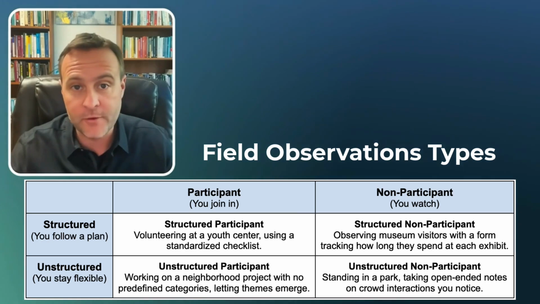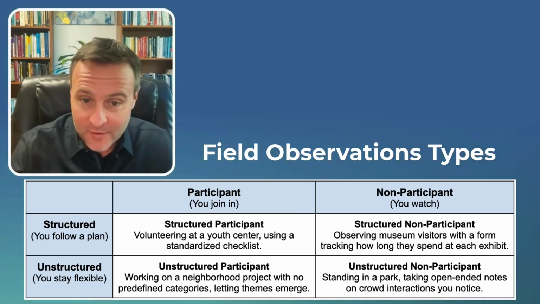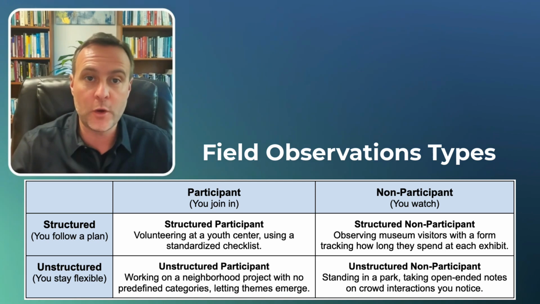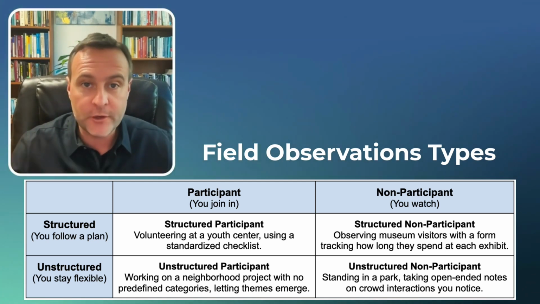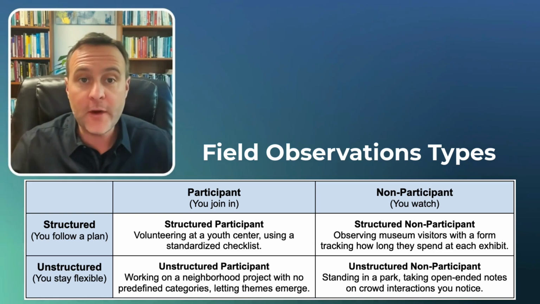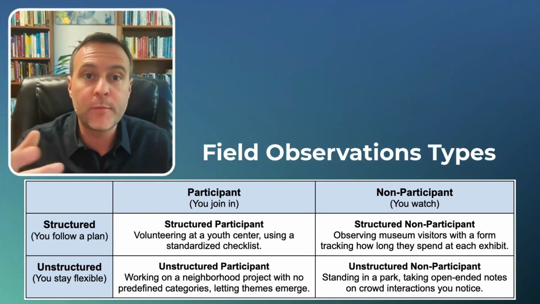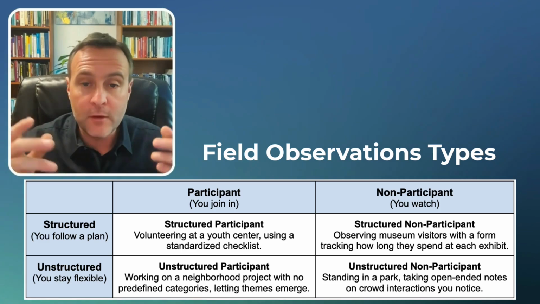Now, unstructured observation is the opposite. So rather than some predefined checklist, it's very flexible and exploratory. It's open-ended. There's no strict format. The researcher just records what they see as they go. And this is great for emerging themes and patterns. Maybe it's a new area. It's more exploratory. And so, that's one of the benefits.